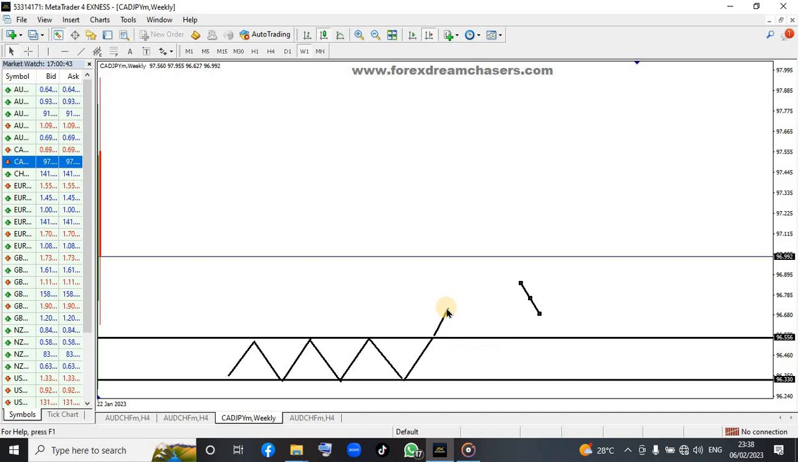Now you don't have to buy or sell. Wait for the market to retest. You're gonna see something like this. Sorry. Now the market will go back to test.